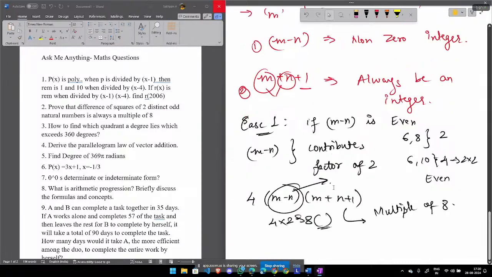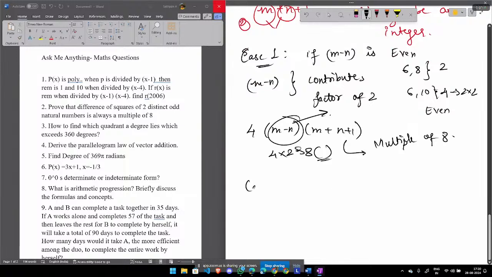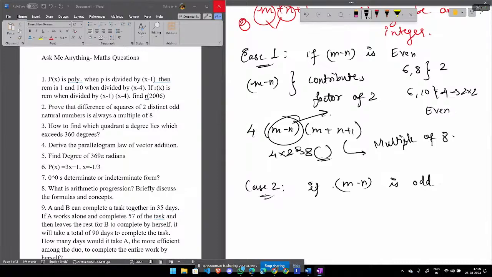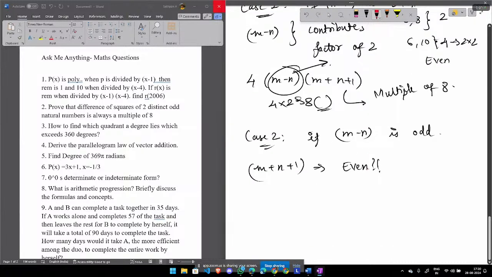Now if we take the other case, okay, अगर जो मेरा case 2 है कि if my m minus n is odd, all right, so what would happen in this case? तो जो मेरा m plus n plus 1 है, that must be even, right? Any confusion to this statement? Like if my m minus n is odd, मेरा जो m plus n plus 1 वाला term है, that has to be even, right? Why?